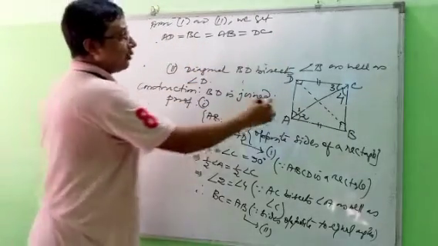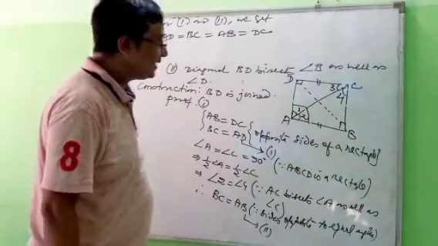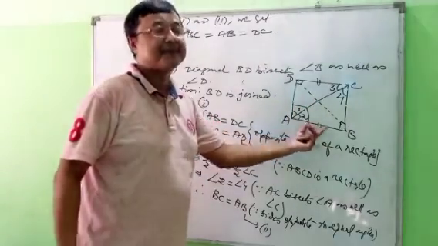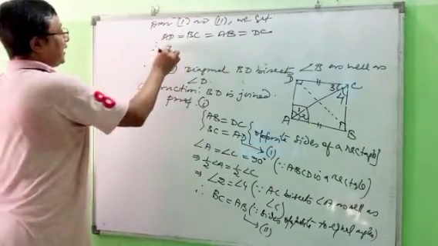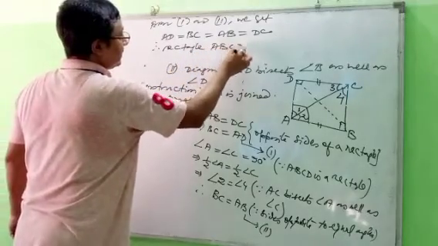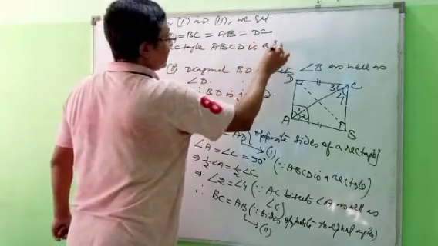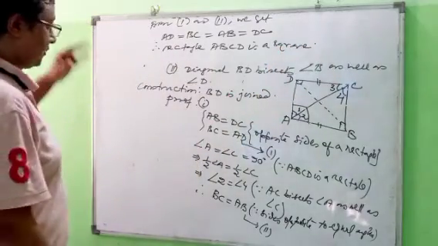Thus, all the angles are already given as 90 degrees, because the given figure is a rectangle. That is why rectangle ABCD is a square. So the first part is proved.